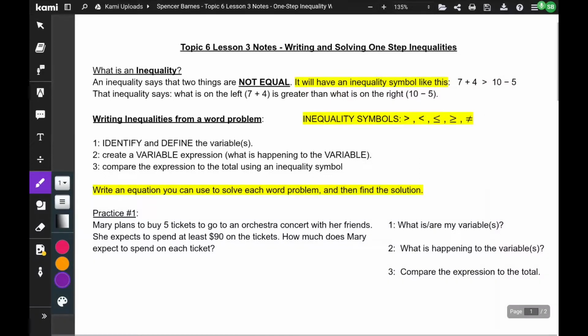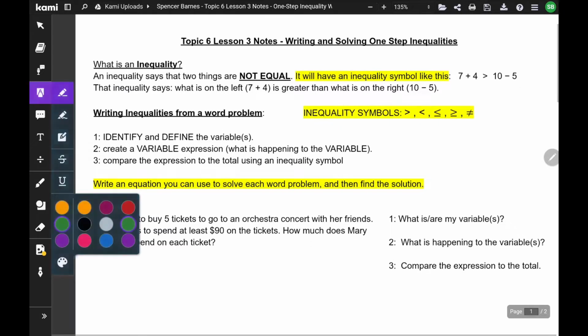All right, welcome to Topic 6, Lesson 3 Notes, Writing and Solving One-Step Inequalities. So again, let's just take a moment to refresh here. What is an inequality? We said before that an inequality says that two things are not equal. That is our key here. Those things are not equal to each other. So we're looking at two different things that are not equal.